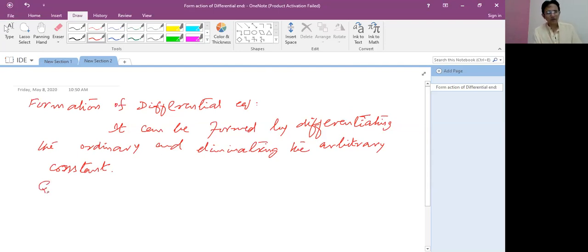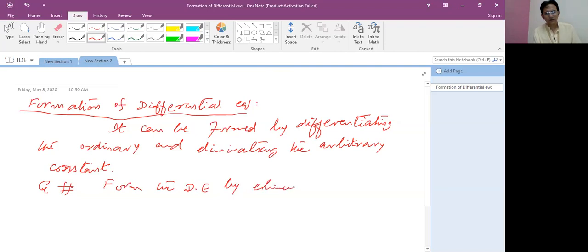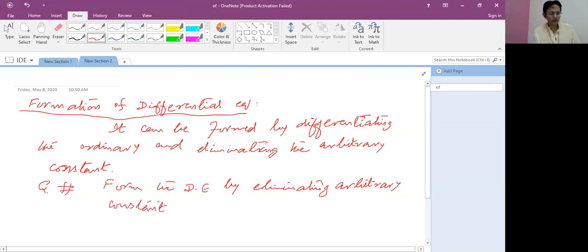Now write a question about how we can form the differential equation, student. So the first question: form the differential equation by eliminating the arbitrary constant of the following.